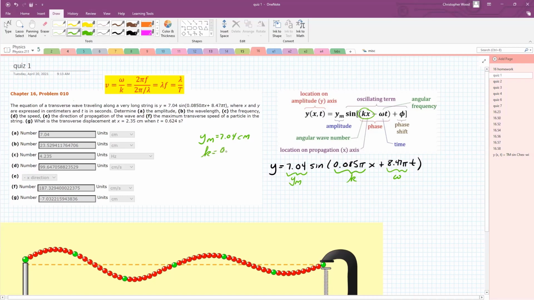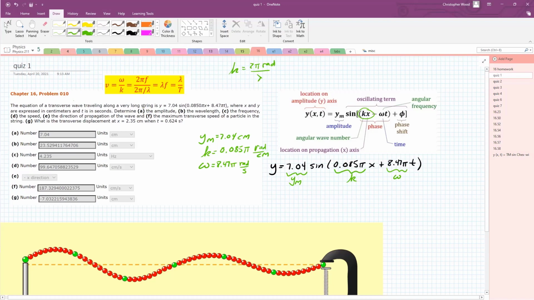K is equal to 0.085 pi. And the units for K, if you look at how K is defined as 2 pi radians per wavelength, would be radians per meter. Technically, I shouldn't write down radians. It's just a placeholder. And actually, I think it's radians per centimeter in this case, because they're giving things to us in seconds and centimeters. Omega is equal to 8.47 pi radians per second. So all of that's just served up to us.